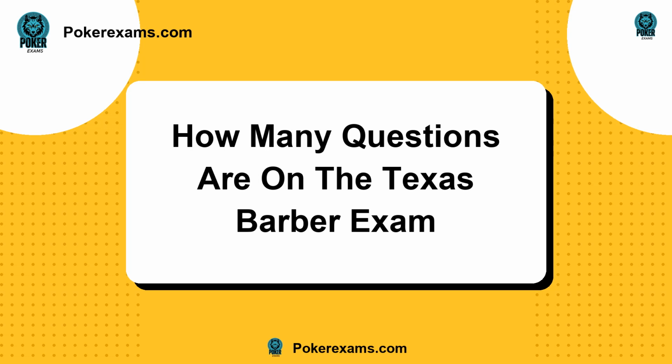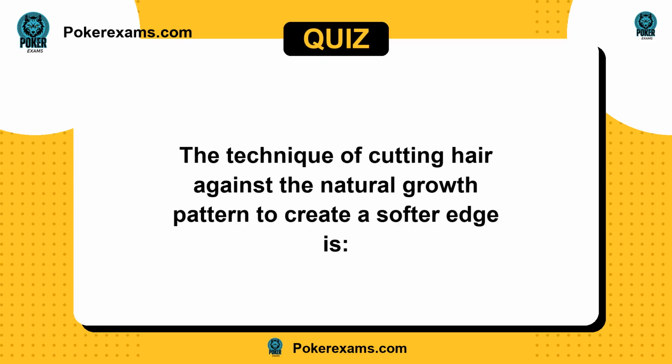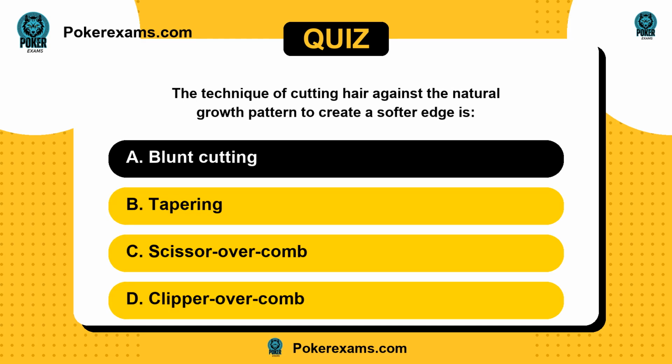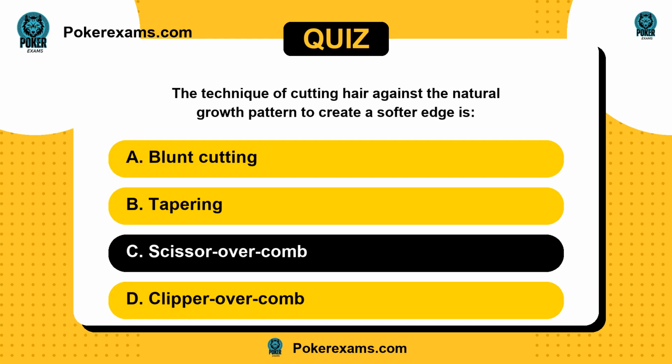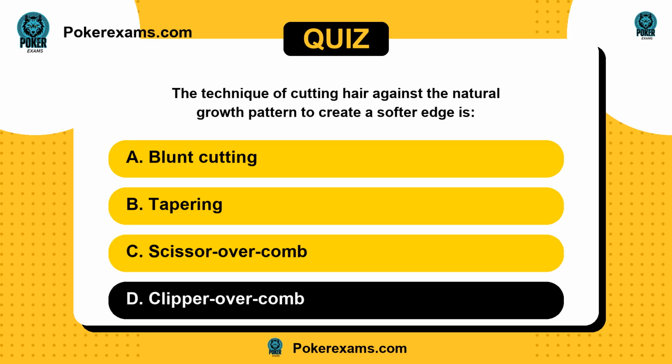How many questions are on the Texas Barber Exam? Welcome to the quiz. The technique of cutting hair against the natural growth pattern to create a softer edge is it A, blunt cutting? Or B, tapering? C, scissor over comb? Or D, clipper over comb?